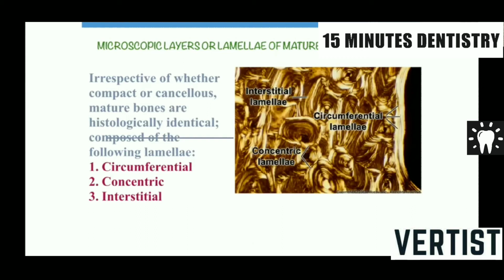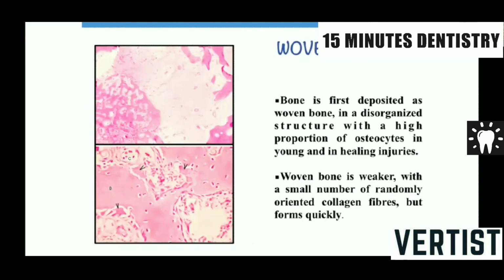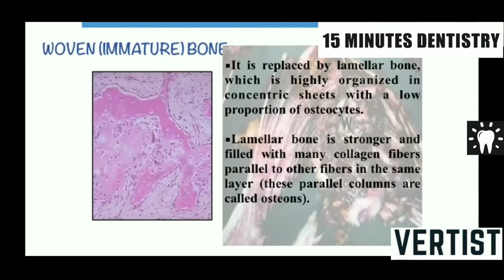We have concentric lamellae which are surrounding the Haversian system, and in between the Haversian systems you are having the interstitial lamellae. The woven bone, that is immature bone, the first form of bone, is a disorganized structure with a high proportion of osteocytes, seen in the young and in healing injuries. And the woven bone is weaker because it is non-calcified. A small number of randomly oriented collagen fibers can be seen.